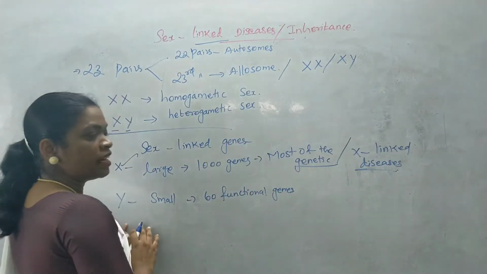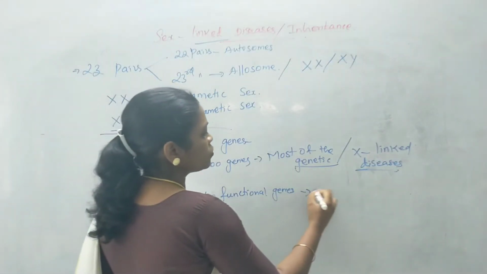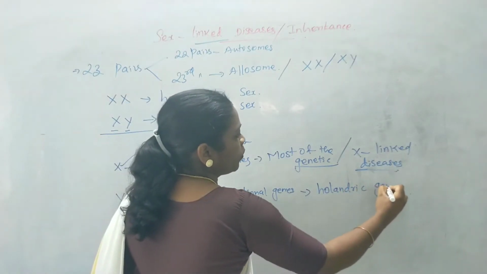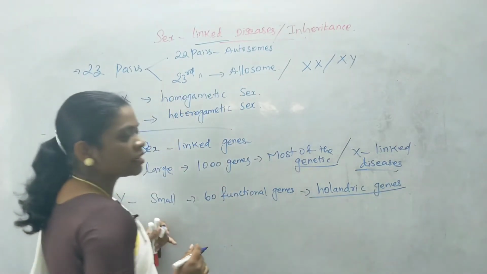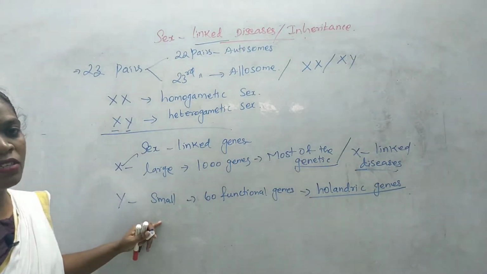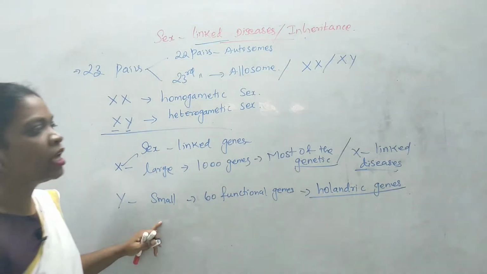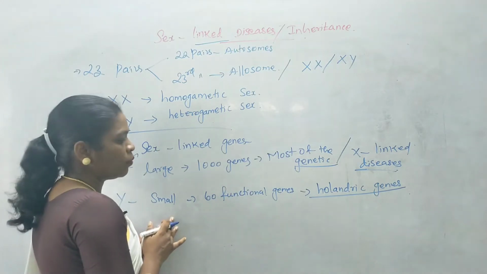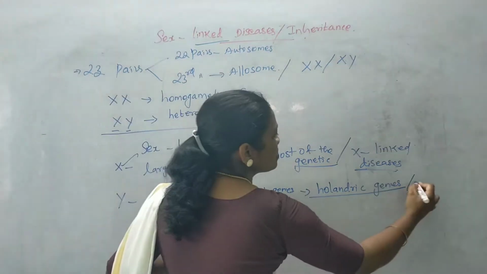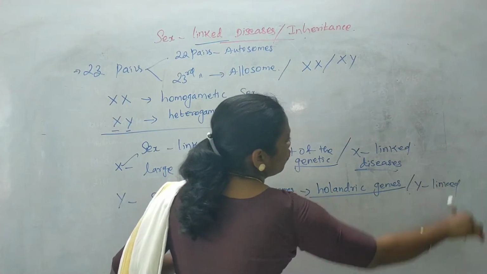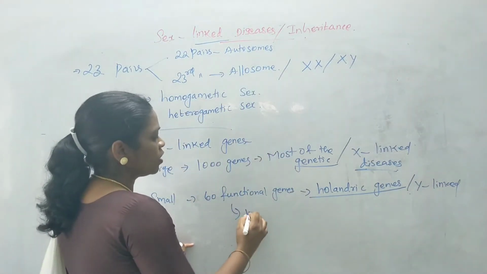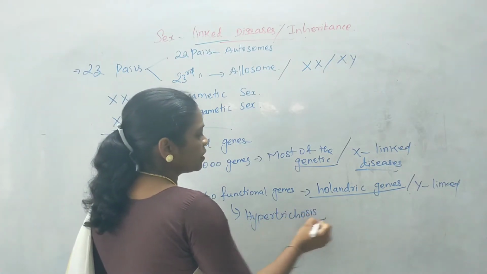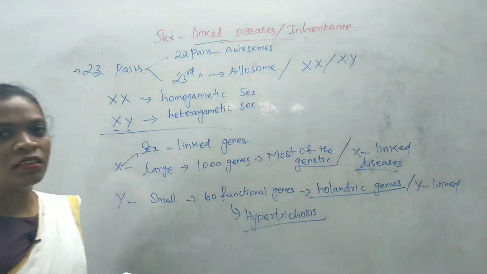If the genetic diseases are carried by the Y chromosome alone, that is known as Holandric genes. When the Y chromosome alone carries the genetic disease from one generation to the next generation, then it is said to be Holandric genes. If it is carried by the X chromosome, it is said to be X-linked diseases. If it is carried by the Y chromosome, it is known as Y-linked diseases or Holandric genes. There is one common example, hypertrichosis, the best example for Holandric genes or Y-linked disease.